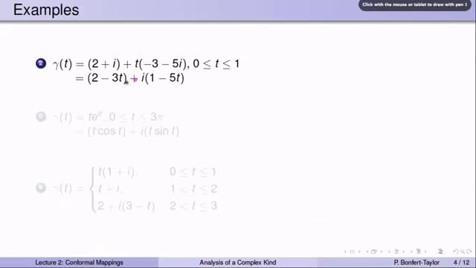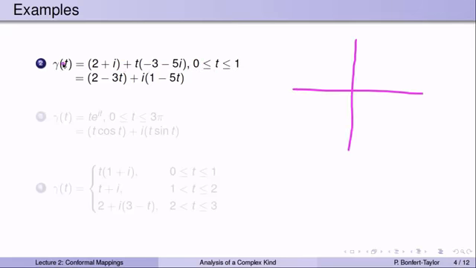Let's look at another example. Gamma of t equals 2 plus i plus t times minus 3 minus 5i, and this time t goes from 0 to 1, so a is 0 and b is 1. Let's first of all find out from where to where in the complex plane this path works. When t is equal to 0, gamma of 0 equals 2 plus i plus nothing, so just 2 plus i. In other words, this path starts at 2 plus i. This is my point gamma of 0. Where does it end? Well, it ends at gamma of 1.